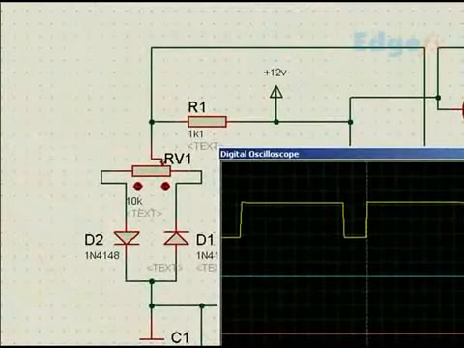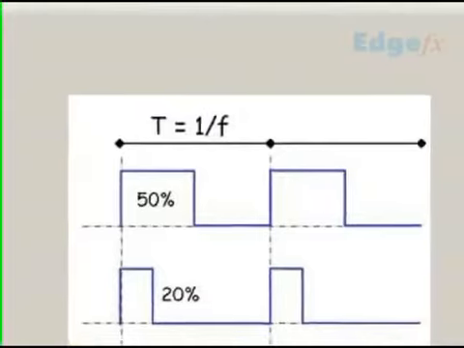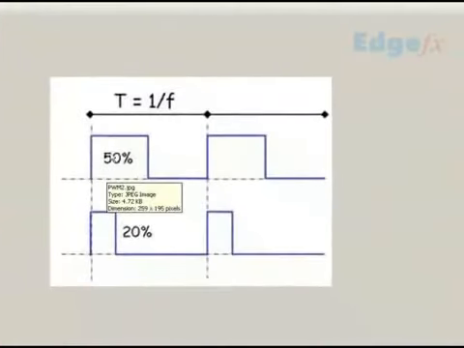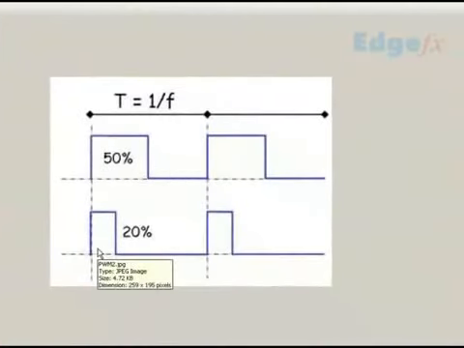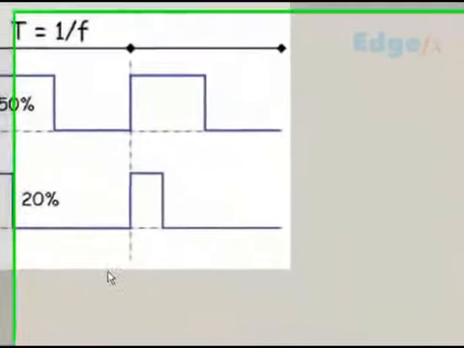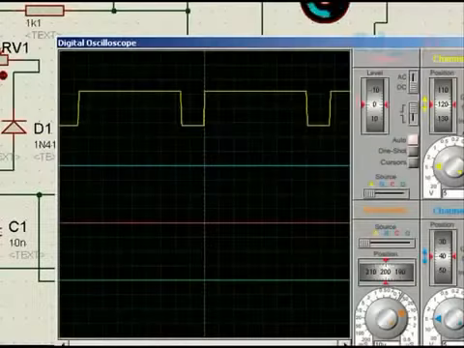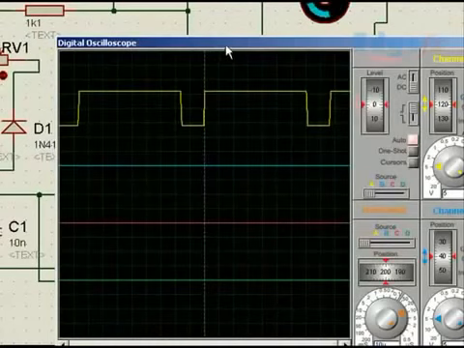So this is what is pulse width modulation, or we can say this is what is called a 50% duty cycle and this is a 20% duty cycle. Based on this, the circuit works.